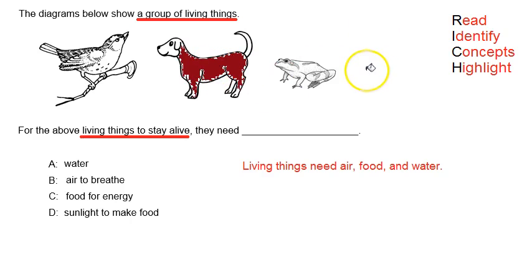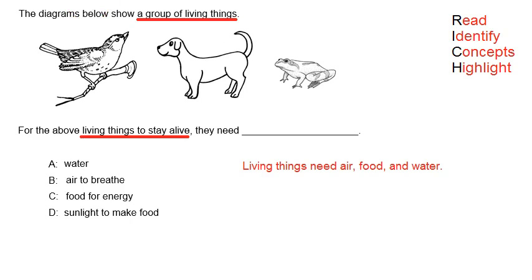Frogs need to eat. Most frogs, or in fact all frogs that I know of, are carnivores. That means they eat only animals. If you know of any frog that is not a carnivore, please tell me. I would really like to know. But a frog needs to eat. Now, how about sunlight to make food?